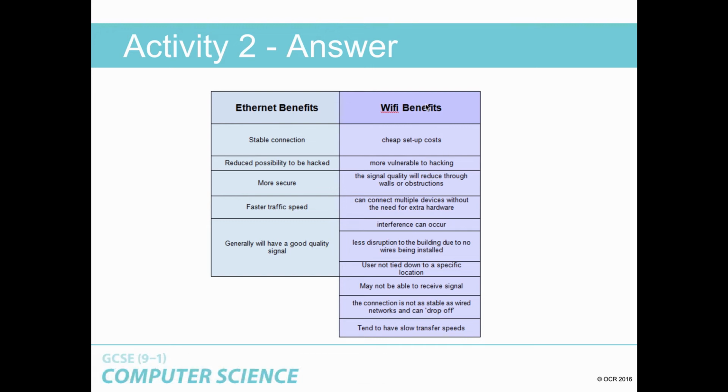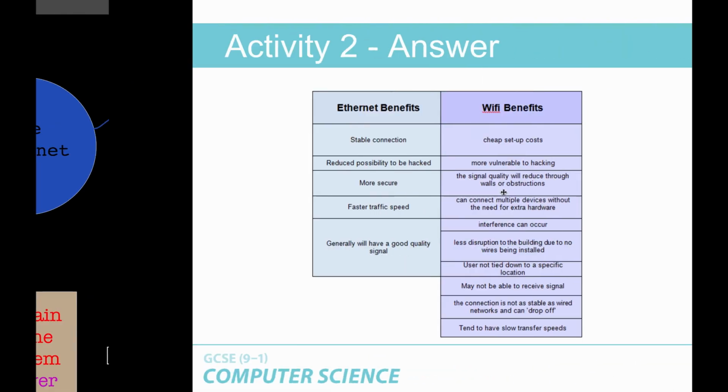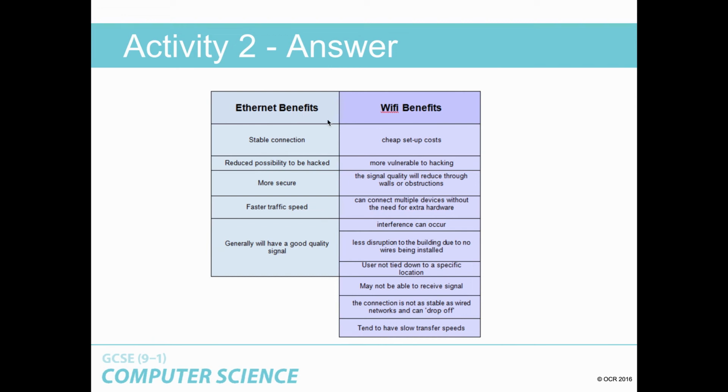Now, they've called this Wi-Fi benefits, and under the benefits of Wi-Fi, they've put more vulnerable to hacking. I wouldn't say that's a benefit. I'd say that maybe they've got this a little bit backwards. Interference can occur. I don't think that's a benefit. May not be able to receive signal. So I think this should be features. I think in the worksheet it was features. Yeah, features, not benefits. So hopefully you put features at the top rather than benefits, because that's not a benefit.